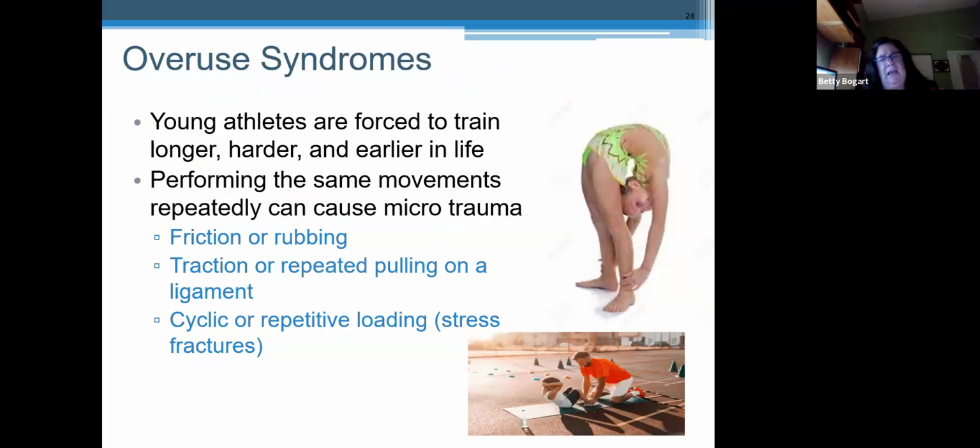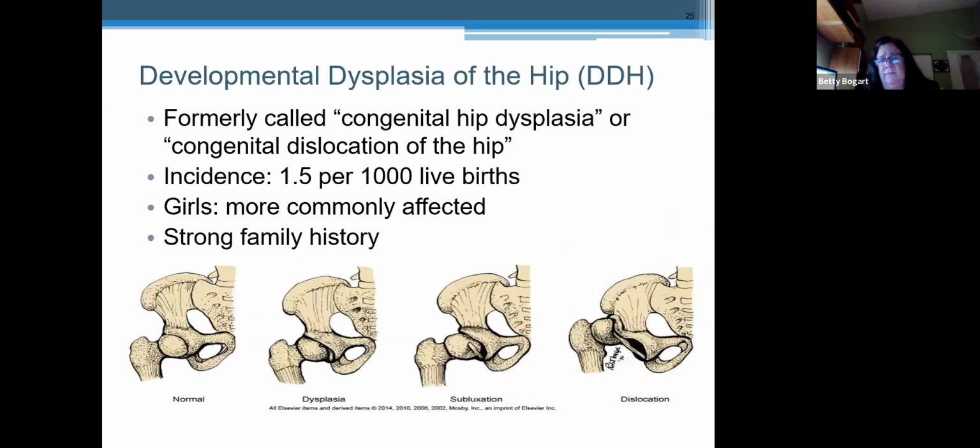Overuse injuries, I've mentioned them. It's like that strain. This is like preparing for the Olympics, or preparing to have a college scholarship with gymnasts or whatever it is. They push themselves so far that, again, you get these overuse syndromes.